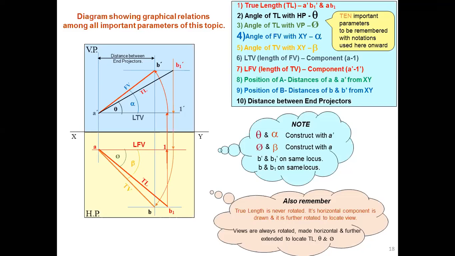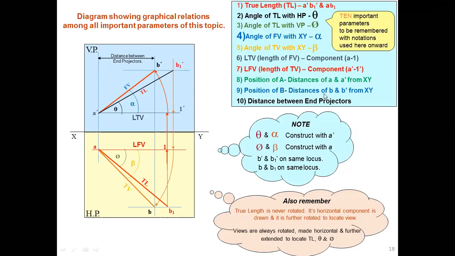LFV means length of front view, and LTV means length of top view. Then the position of A: the distance of A and A dash from XY. These are the positions of A and A dash from the XY line. Positions of B: the distance of B and B dash from XY. Then the distance between end projectors.